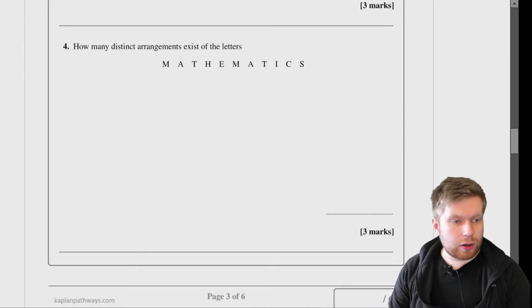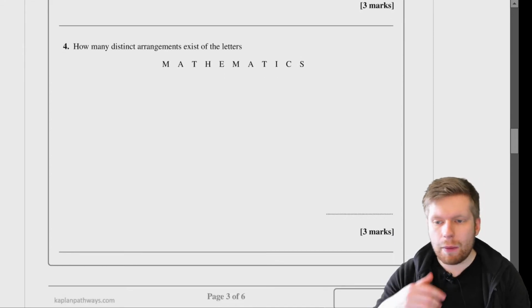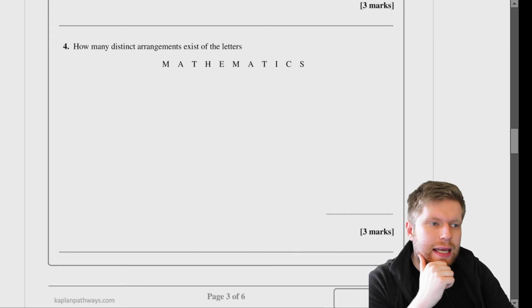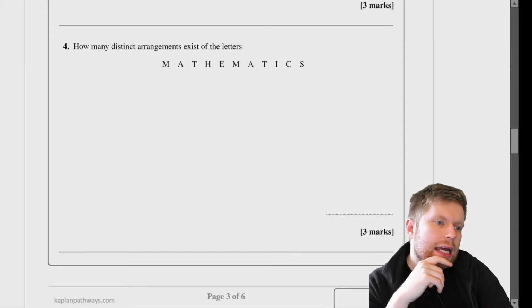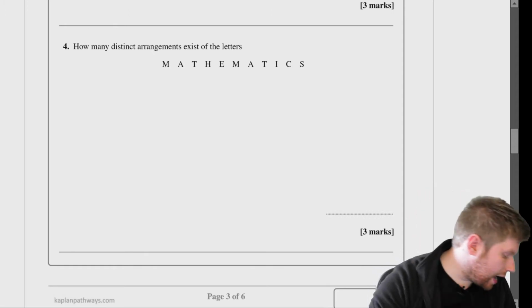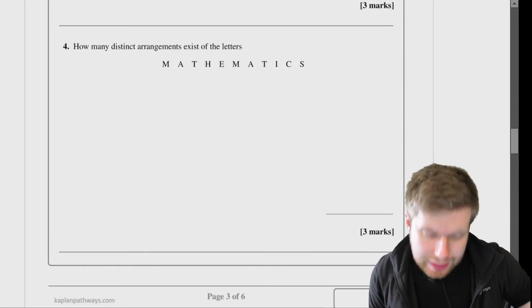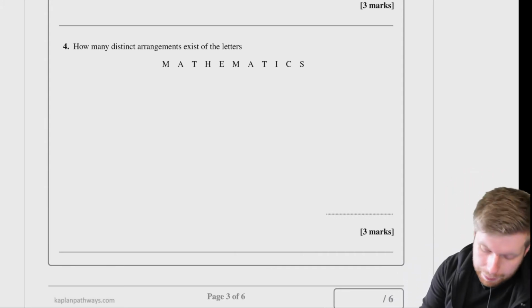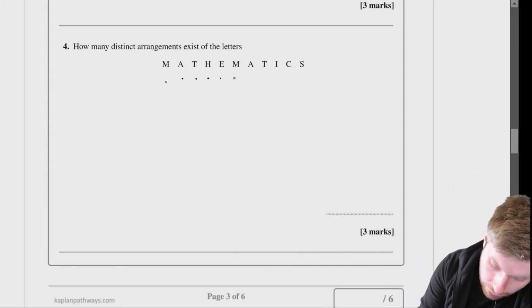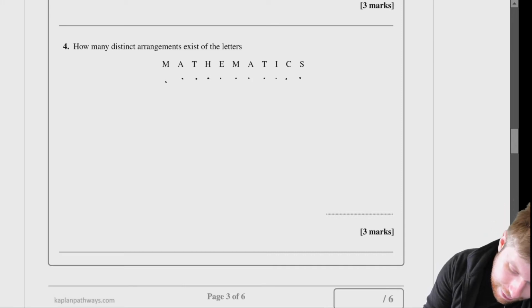All right, fine. Let's have a look at question 4 then. So we want to know how many distinct arrangements exist of these letters. So mathematics. So we've got M-A-T-H-E-M-A-T-I-C-S. So we want to find out how many distinct arrangements exist of these letters. Well, in total, would you be happy? There are 1, 2, 3, 4, 5, 6, 7, 8, 9, 10, 11 letters.